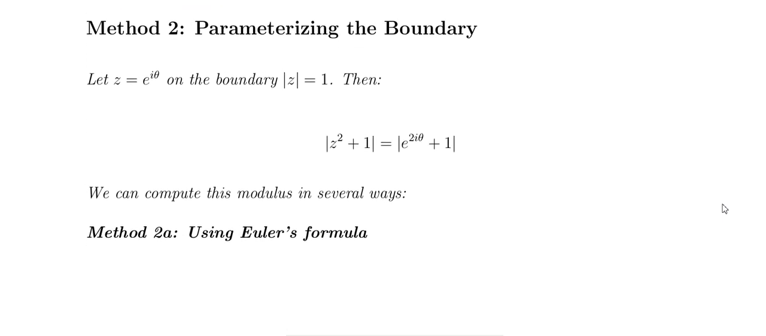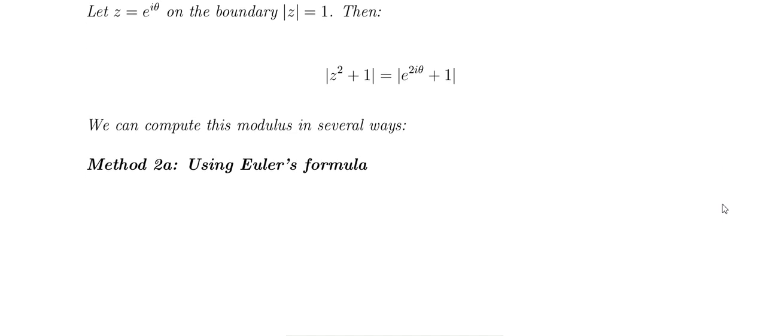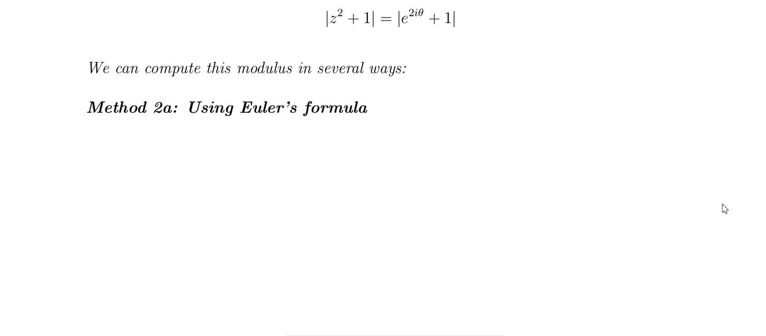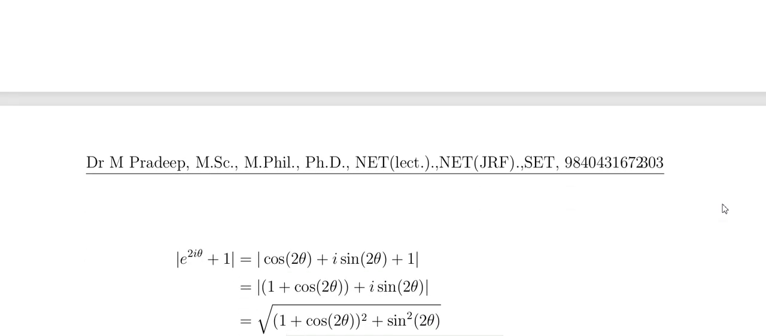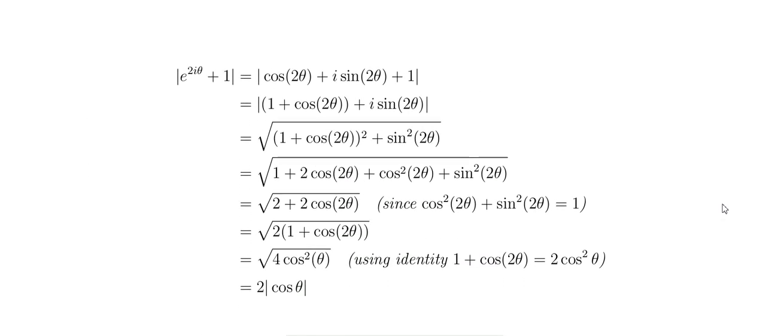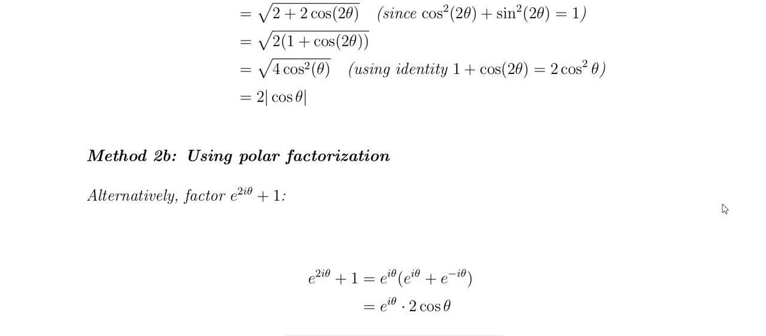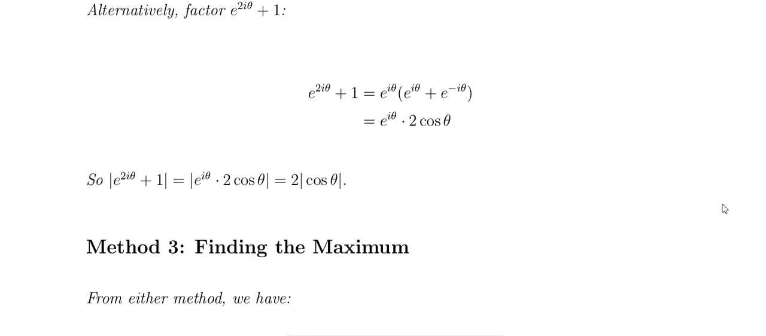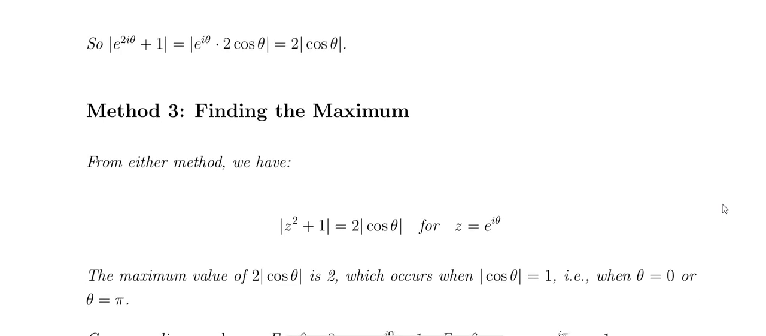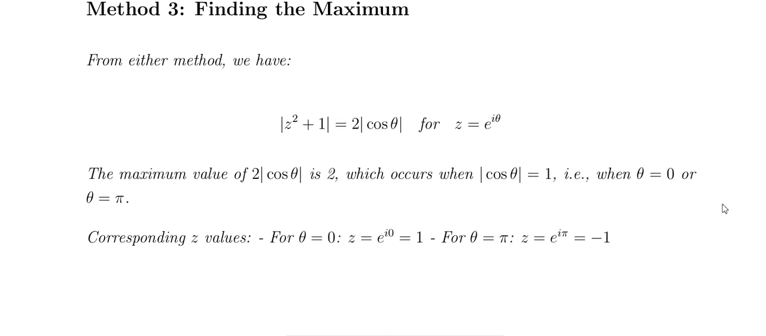And that is z equal to e power i theta, mod z equal to 1. When you apply Euler's formula, we get 2 into mod of cos theta, that is 1. So the maximum occurs only on the boundary.